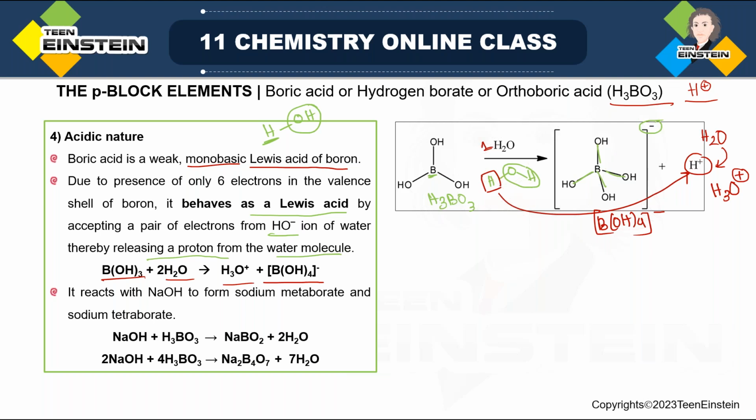It is a Lewis acid, behaving in a monobasic way, but it is not a Bronsted acid because it is not giving any H plus directly. It reacts with NaOH because of its weak acidic nature, and it forms sodium metaborate. Depending on the ratio, when it is 1:1, we get this type of reaction. When we take a different ratio, the product is different. So at 1:1, the product is NaBO2, sodium metaborate. But with this ratio, it is Na2B4O7. Fine.